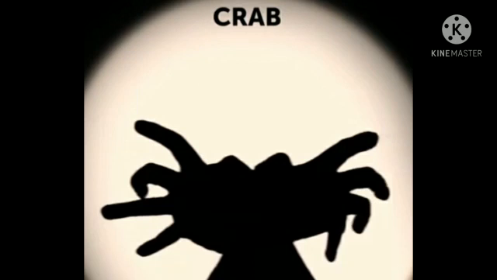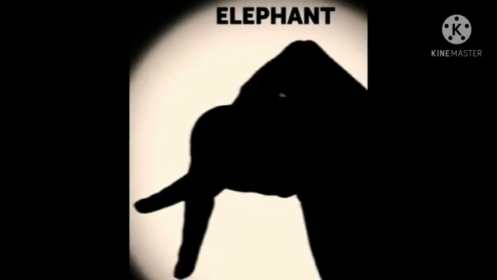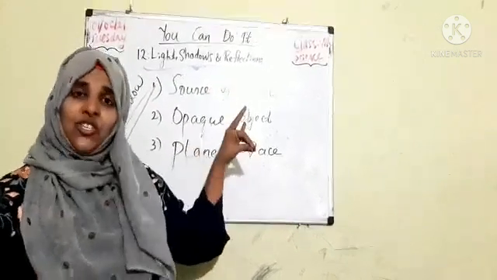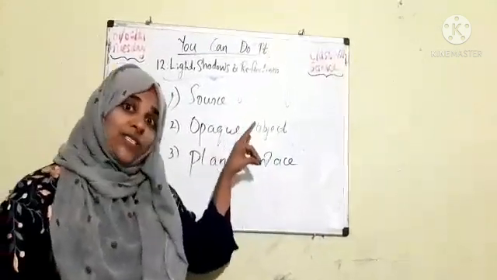You can see different types of shadow art with hand. You can see a crab picture or elephant or rabbit, dog, like that. And all of you have to draw a picture like that in your notebook. Tomorrow's class I will check it.